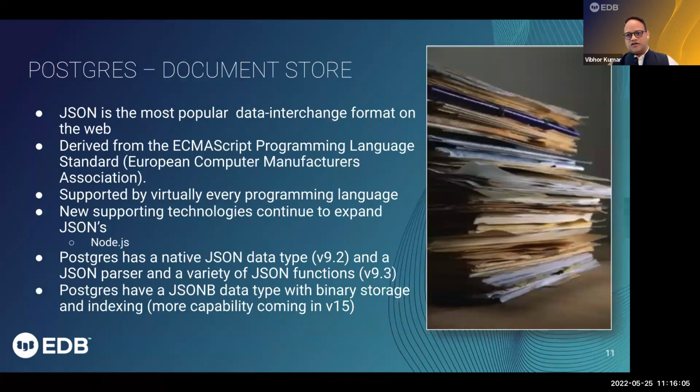The next data type which we support is called document store. This document store is again JSON. JSON got a lot of popularity because of the data interchange capability we have, and it's very lightweight in nature. So because of web popularity, JSON also got a lot of popularity. It was derived from ECMAScript, a programming language from the European Computer Manufacturers Association, which focused on the web.